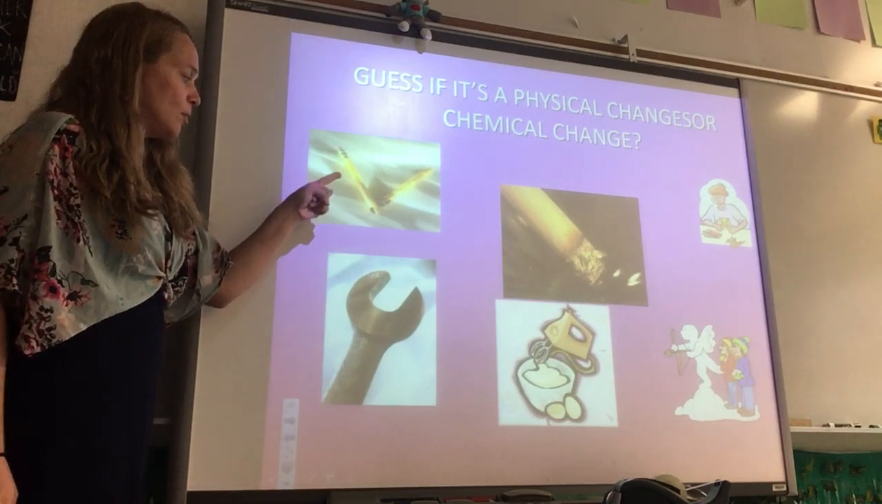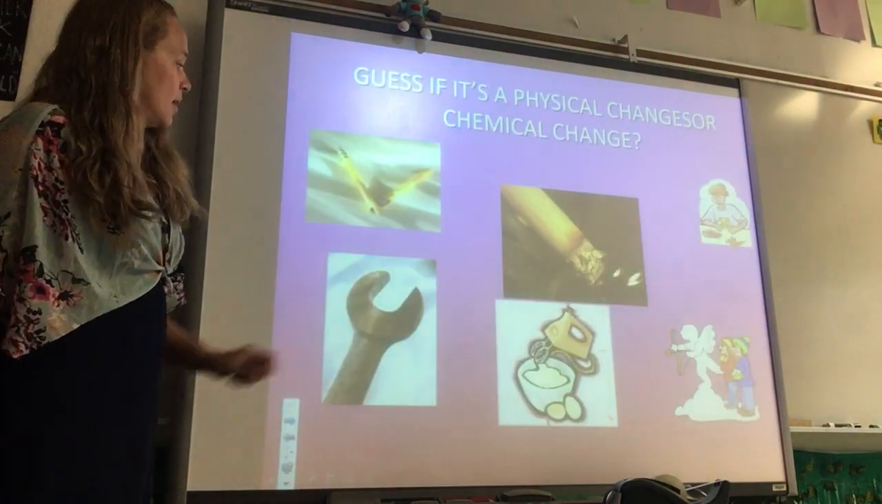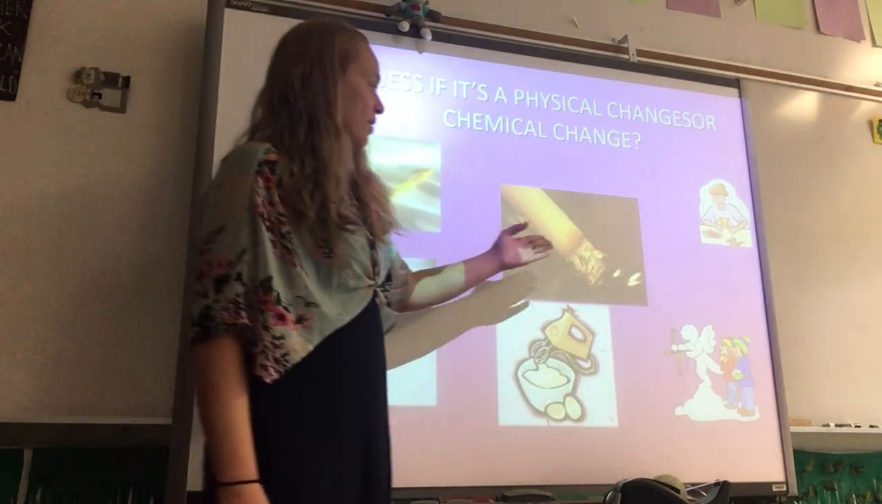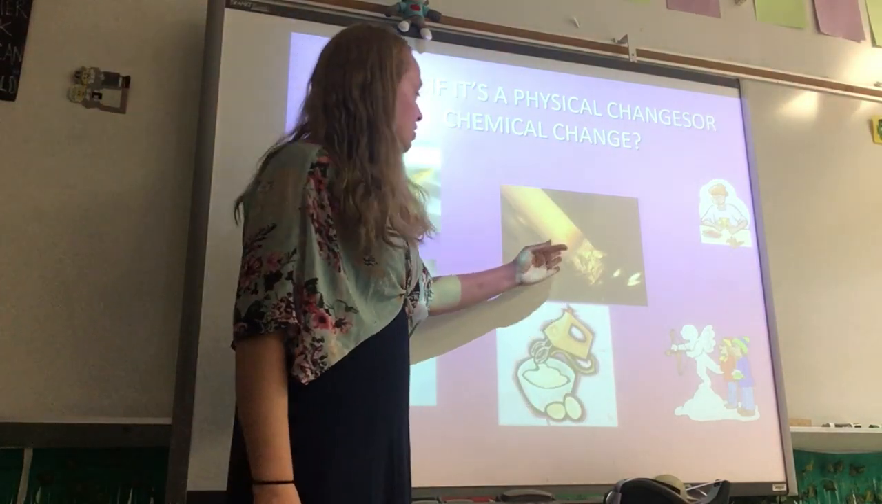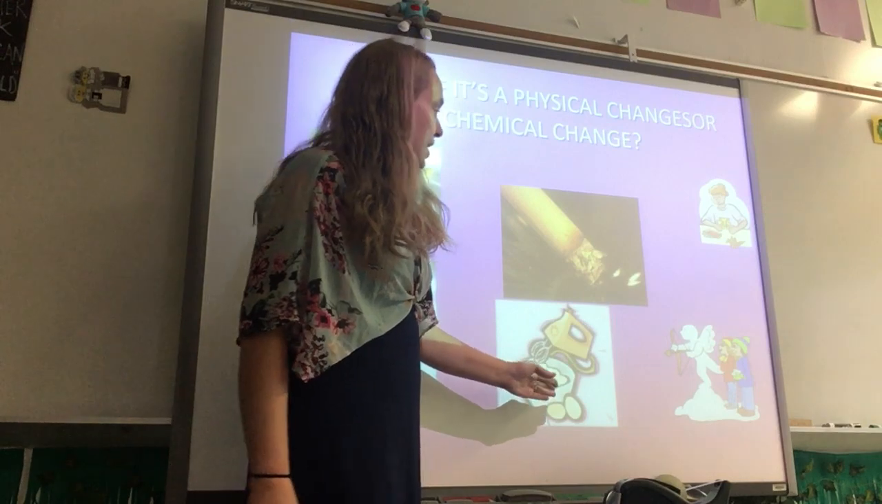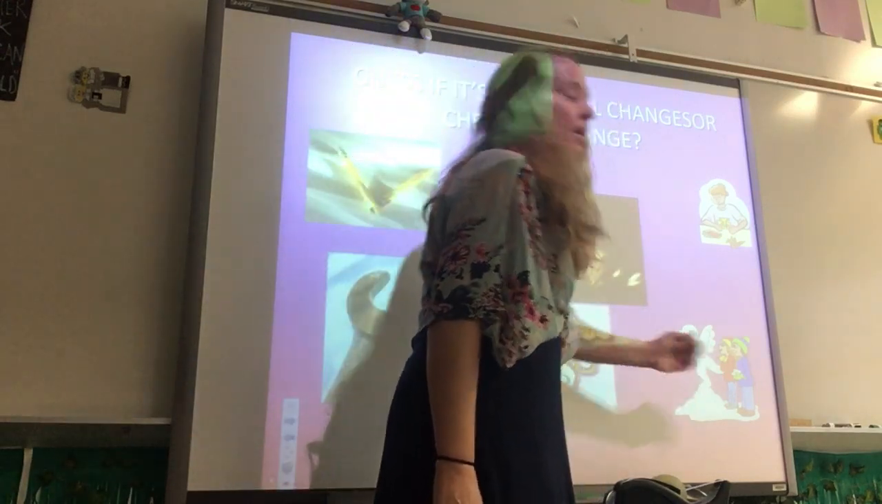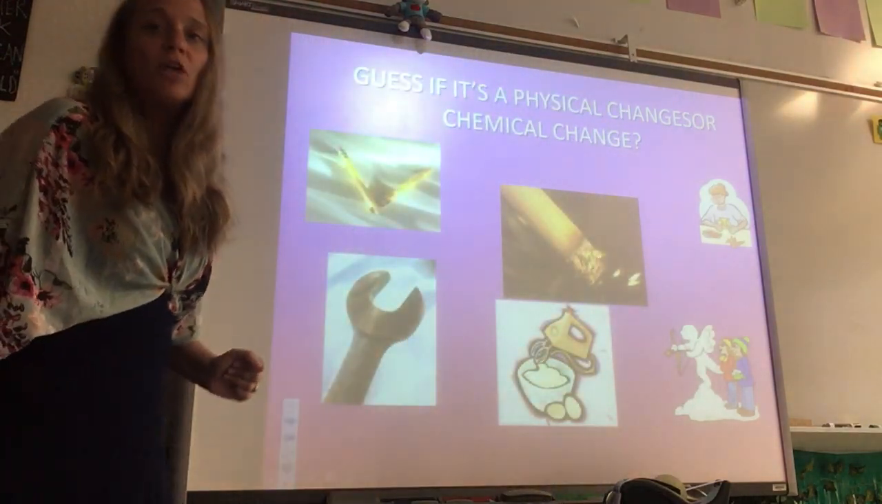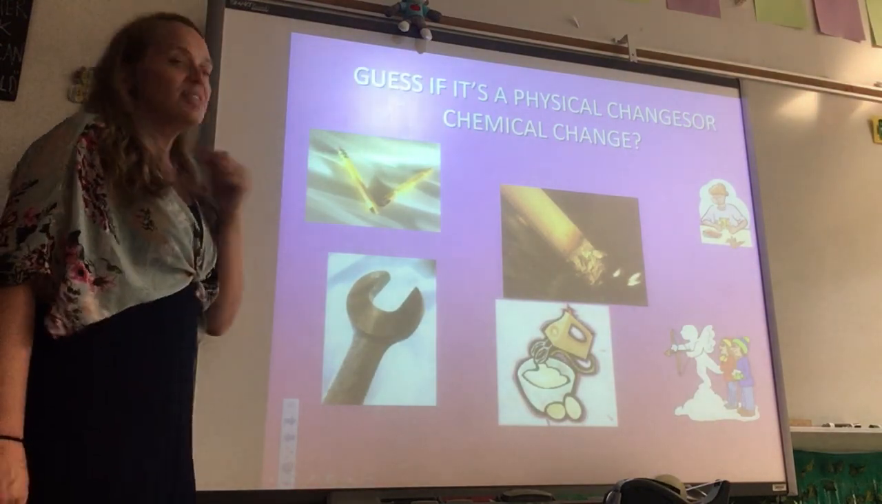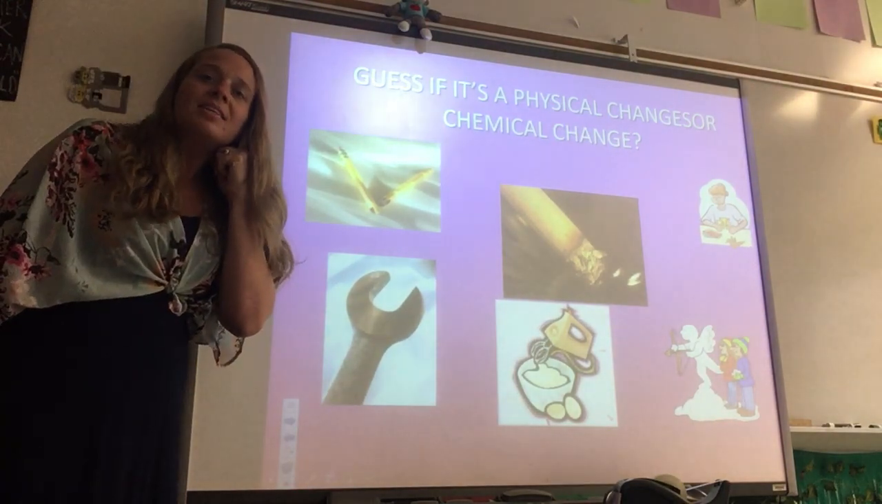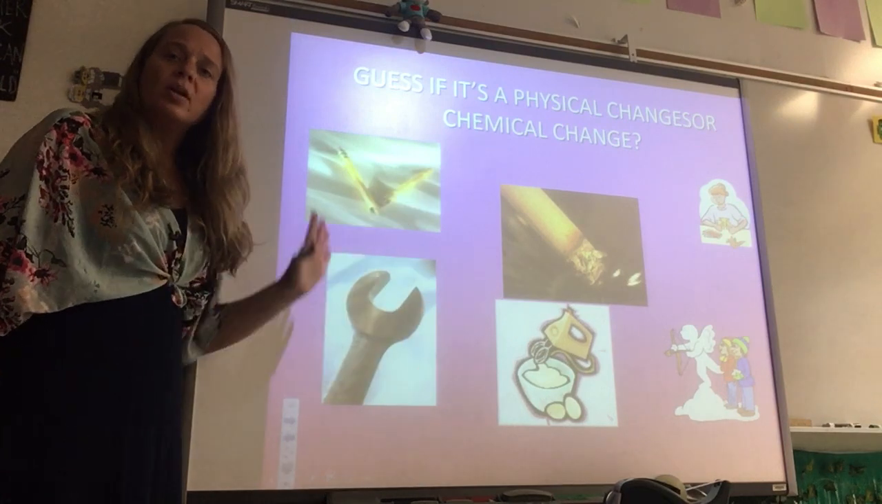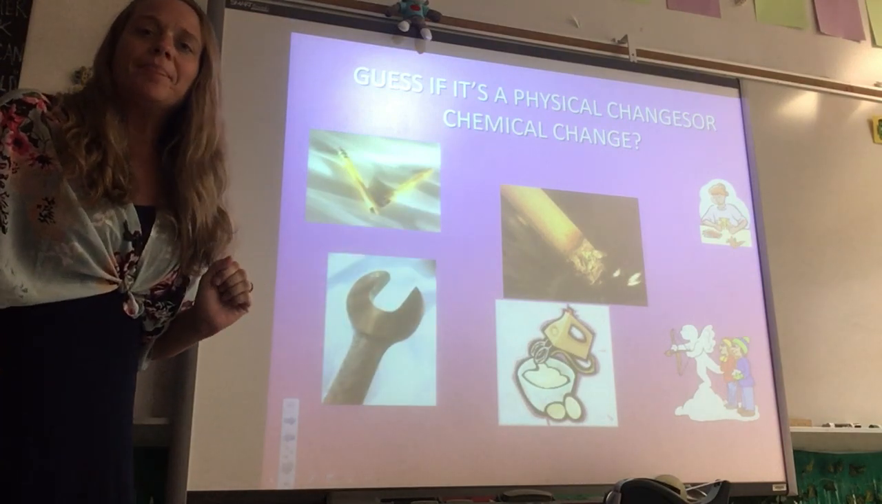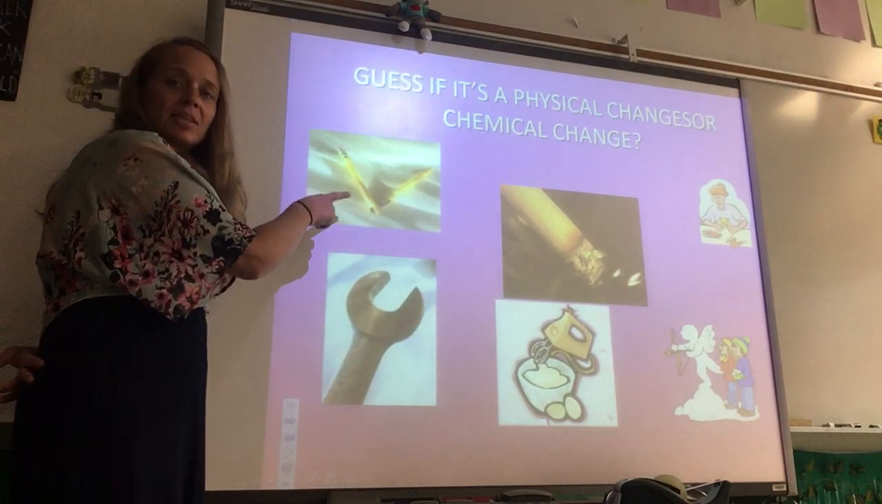Ask yourself, we have a pencil breaking, the rust on a wrench. I don't know why we have a picture of this cigarette here. Baking a cake, origami, and making a snow, that's a snow angel. All right, so think about, pause this and think, what do you think each one of these are, physical or chemical? Okay, breaking a pencil, physical.